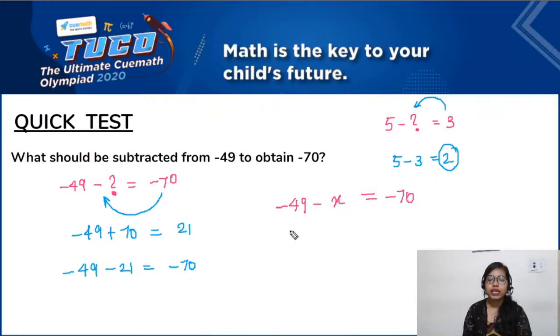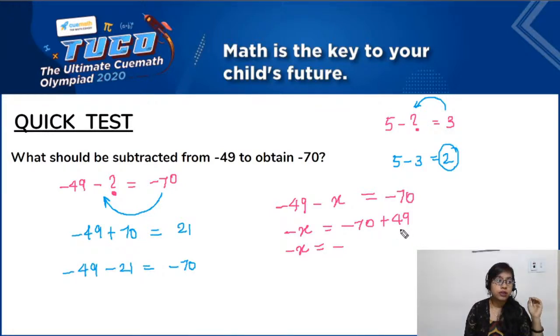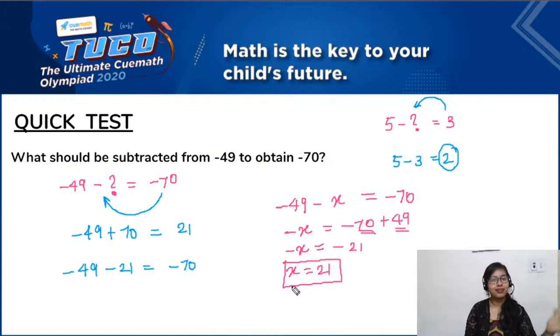So you would be taking the minus 49 to the other side. And minus x is equal to minus 70 plus 49. Whenever you have a minus and a plus number, the operation of integers says that the operation to be performed should be a subtraction, and the result will always have the sign of the greater number. Out of 70 and 49, 70 has a negative sign and it's the greater number, so the answer would become minus 21. So minus x is minus 21, so what's the value of x? It is nothing but 21. Hence 21 needs to be subtracted from minus 49 to get a minus 70.